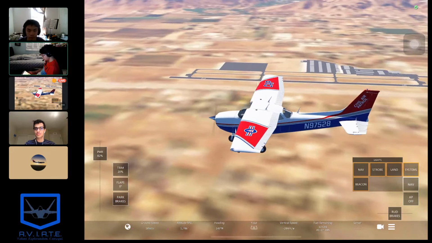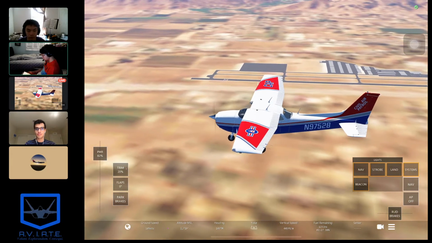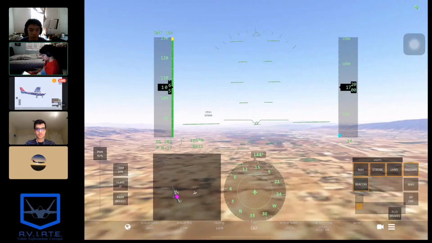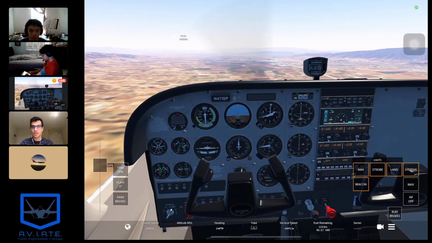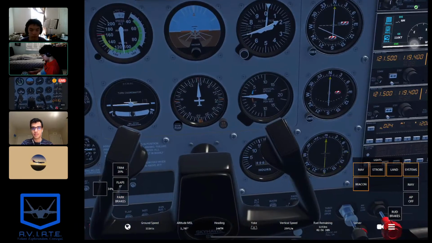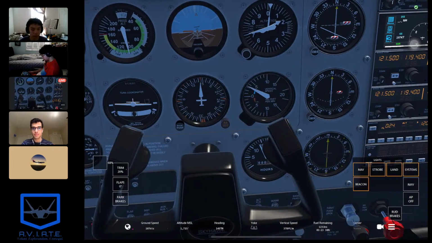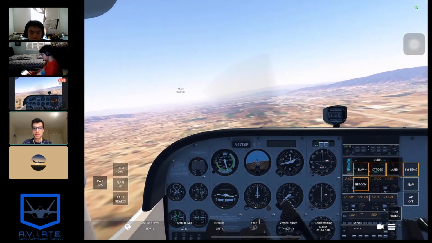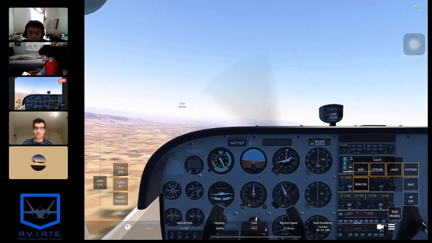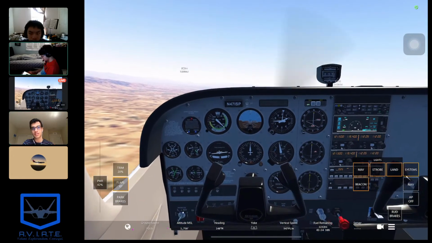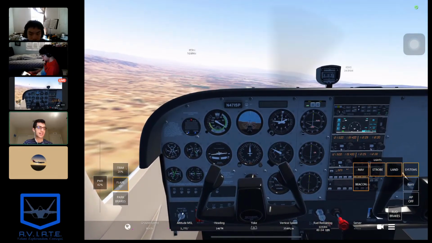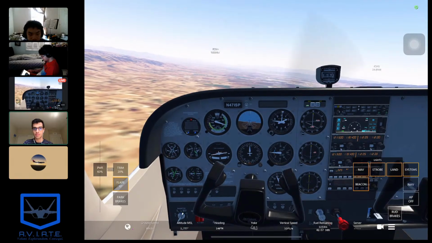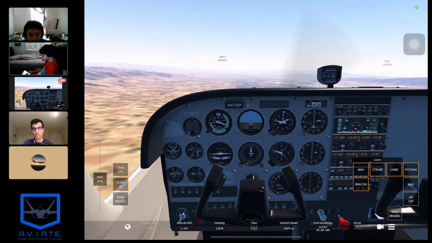All right, so we're abeam the numbers 3-2 now. So what we would do is start to reduce power to 1500 RPM. So you would see that your needle on the RPM goes to 15. So what's the leg before final called? A base. Base leg. So before we turn base, we put our power to 1500, and we also put flaps 10, which I just did.